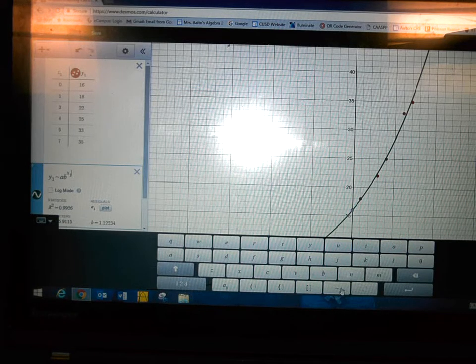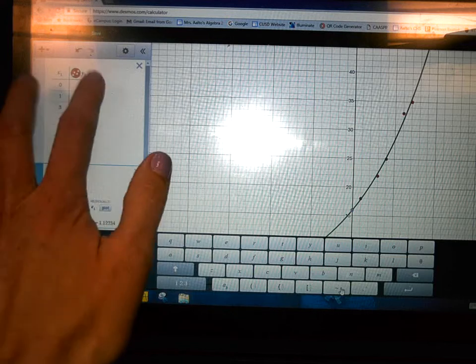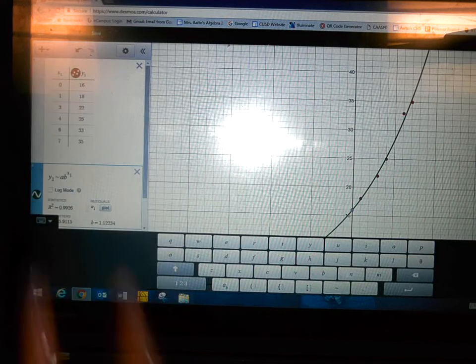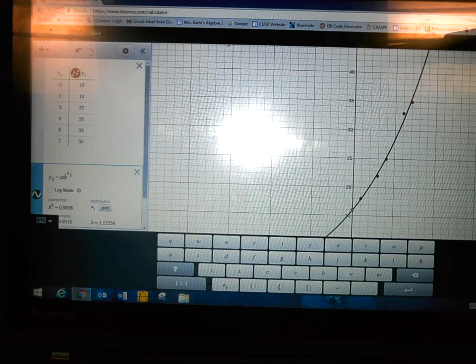X to the 1? Yes. So your y and x always have to have a 1. Or if these numbers here for some reason were 2s, then you would make those 2s. Okay. All right, so can we write our equation based on the information they've given us?